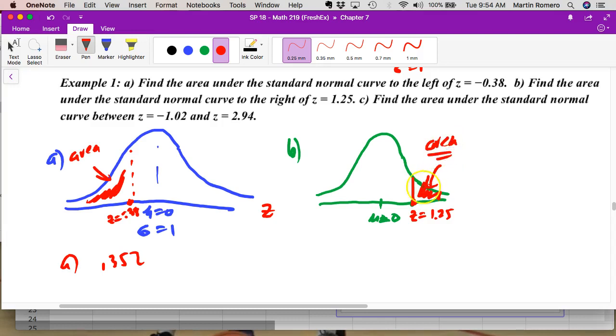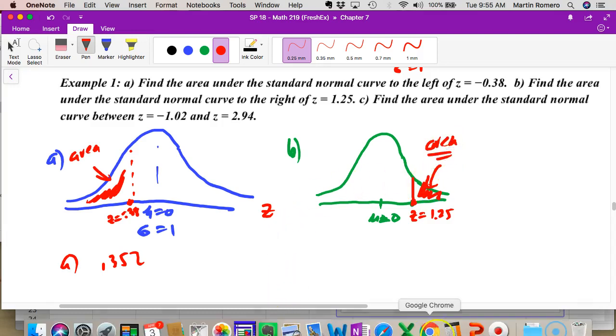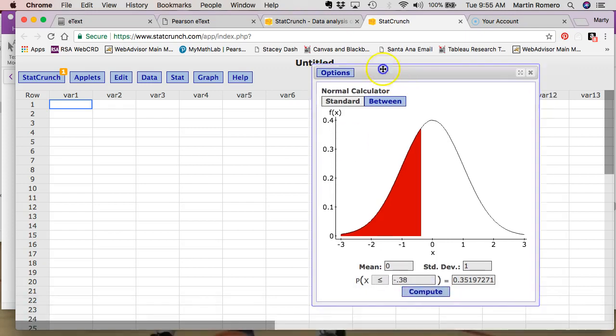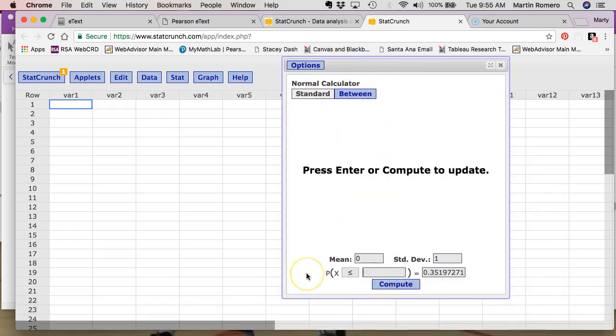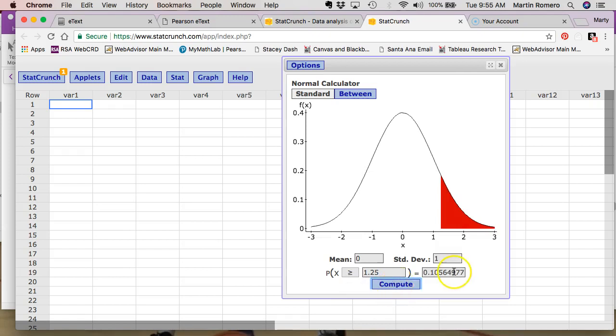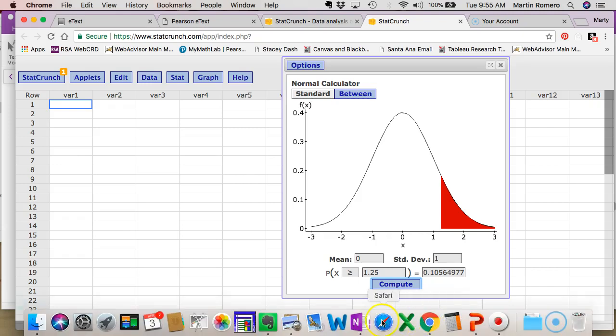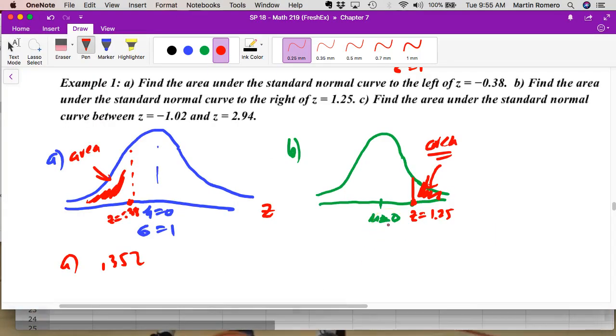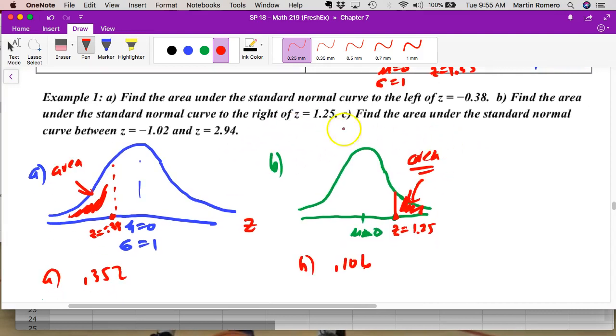What is that area equal to? In order to find that, this is going to be pretty simple. Just go to StatCrunch again. You're going to put in 1.25 here. And then we want this to be to the right. So then you put a greater than symbol, compute, and you get 0.106 would be the answer for this one here. 0.106. And so the area for B is 0.106. That's it. Well, again, there's no context here, so we're just practicing now.